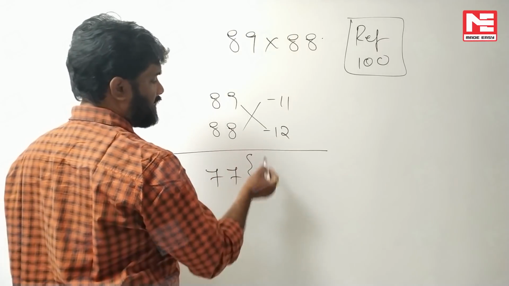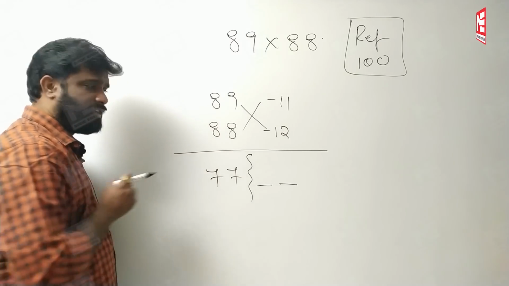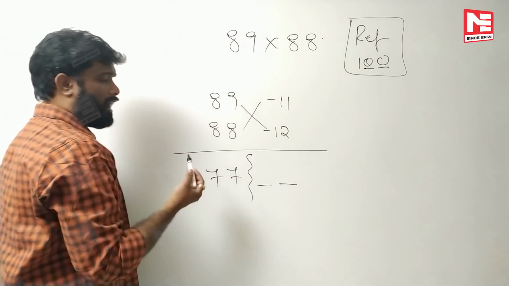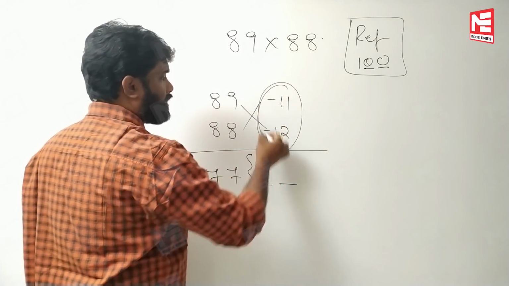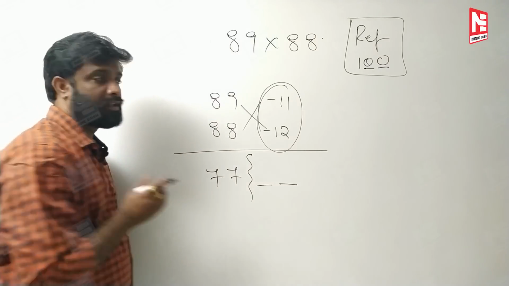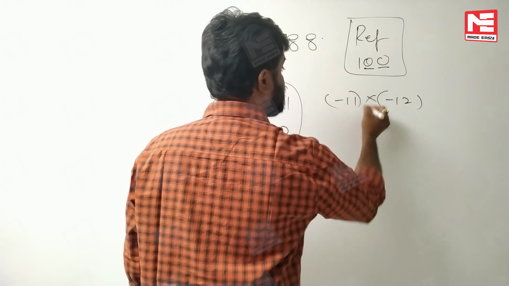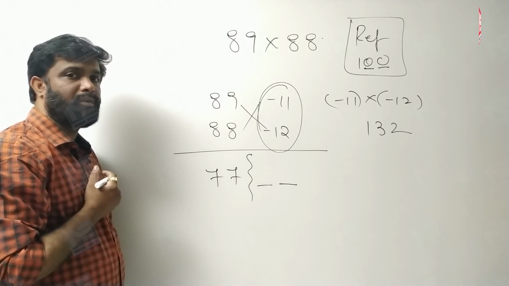Now the confusion comes. Sir, here we know occupancy should be 2 digits. 2 numbers should be written here because there are 2 zeros in 100. And here, sir, the product of these numbers comes as 132, which is 3 digits. Minus 11 times minus 12 gives 132. Sir, how do we adjust 3 numbers in 2 places? That would be impossible.